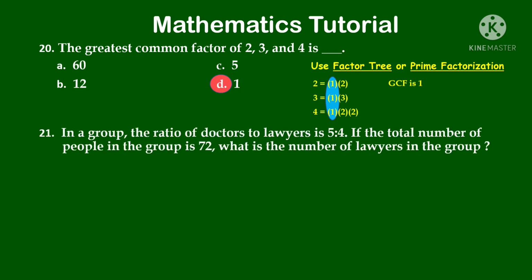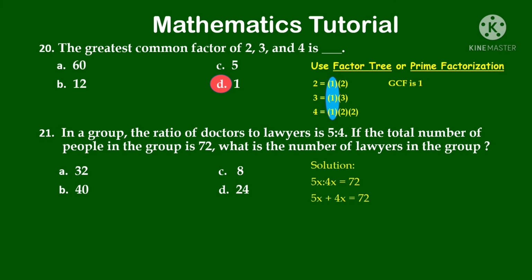Number 21. In a group, the ratio of doctors to lawyers is 5 is to 4. If the total number of people in the group is 72, what is the number of lawyers in the group? A, B, C, or D? Here is the solution. We have two groups of people, which are doctors and lawyers. So we have a 5 and 4 ratio. So we need to have an x, 5x to 4x.